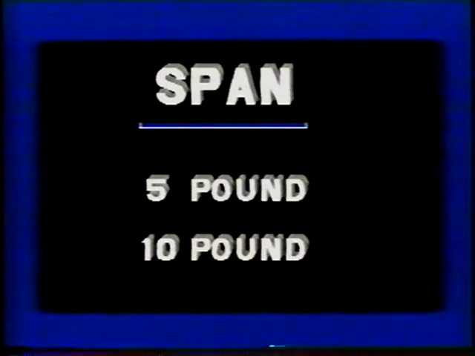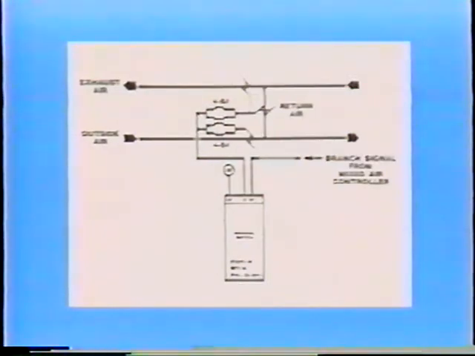For example, the 5-pound span model could be set up to operate between 10 and 15 psig, or maybe 8 to 13 psig, depending on system needs. In this illustration, the branch line signal from the mixed air controller is piped to the S1 port, and main air is piped to the M port. The output of the minimum position switch is connected to the damper actuators.